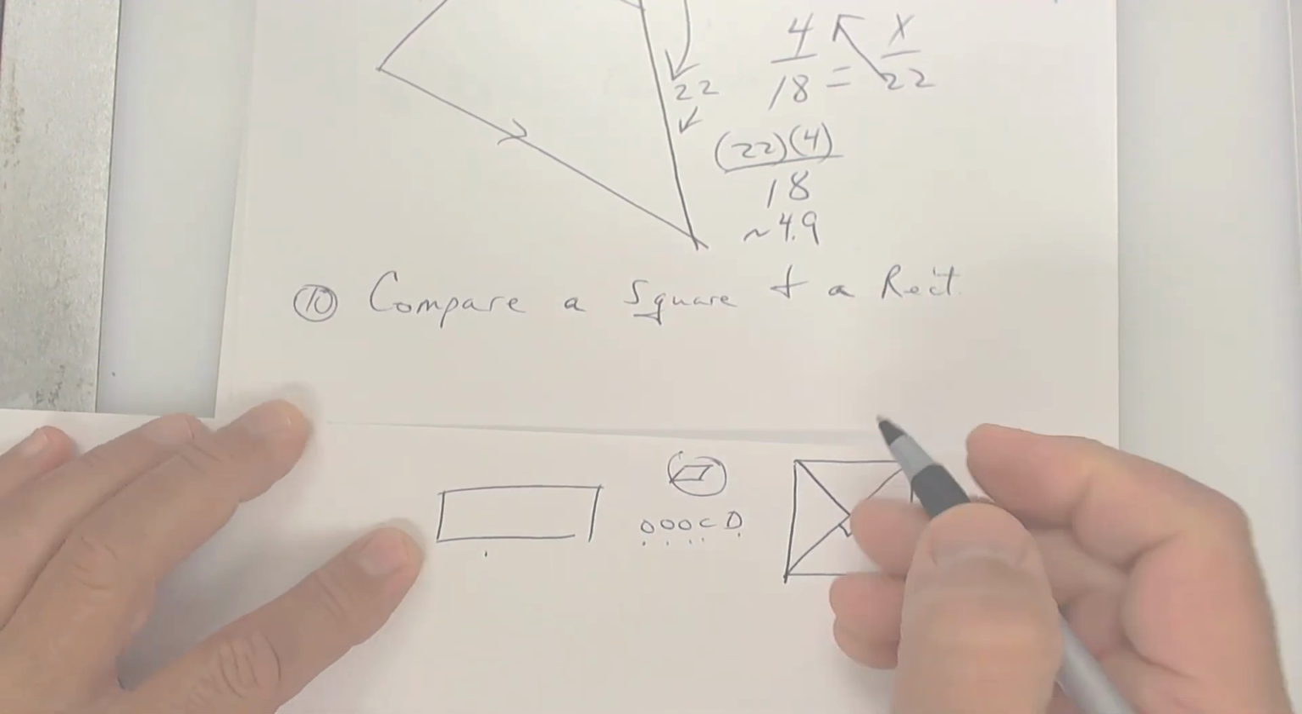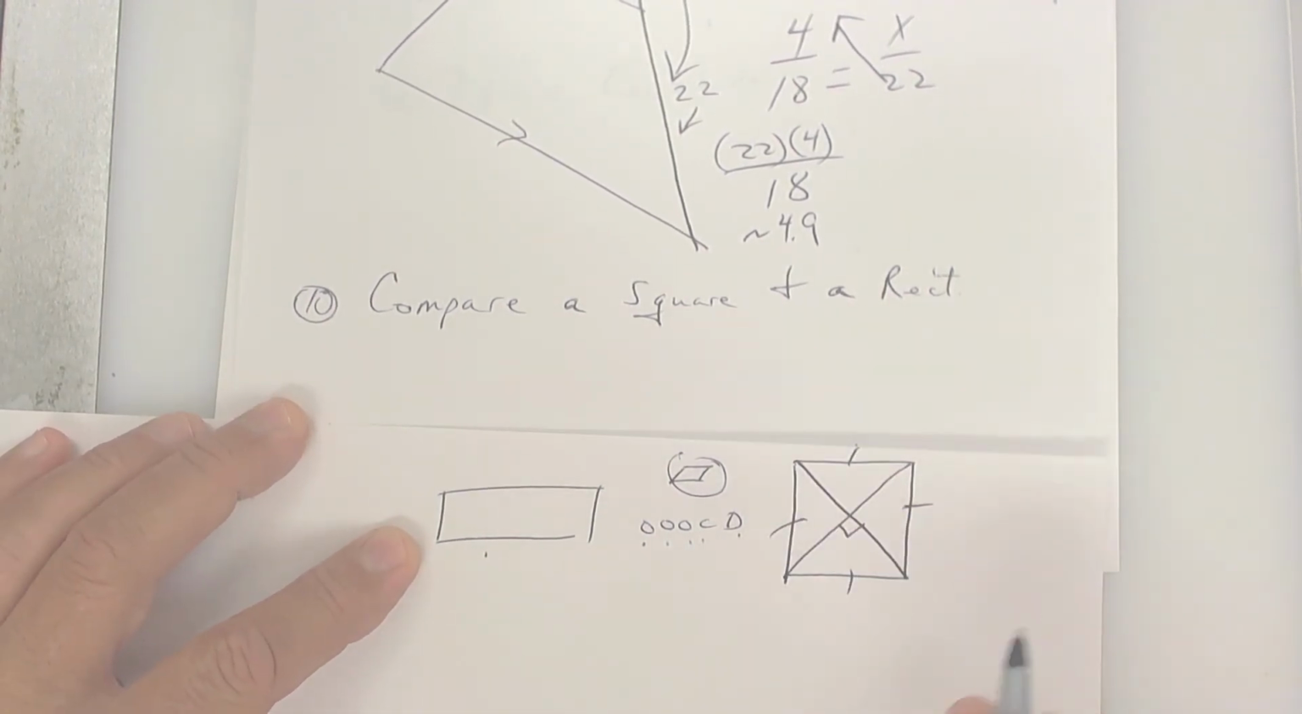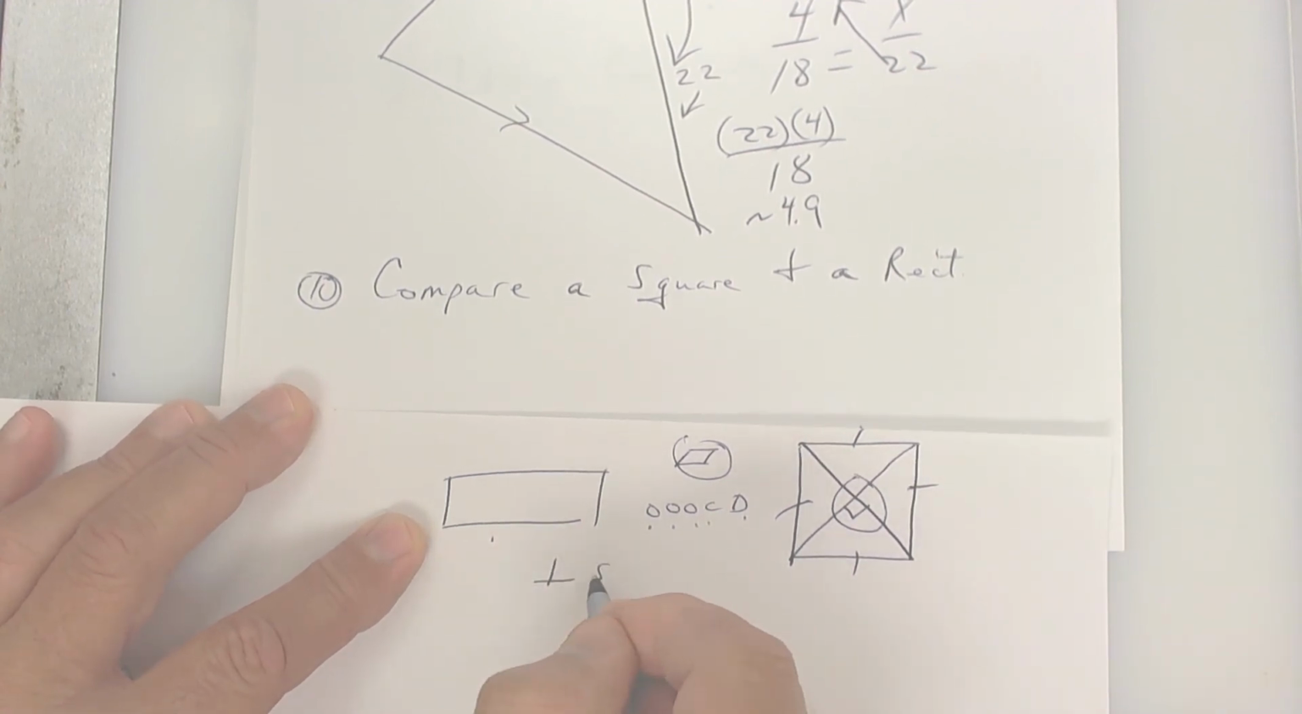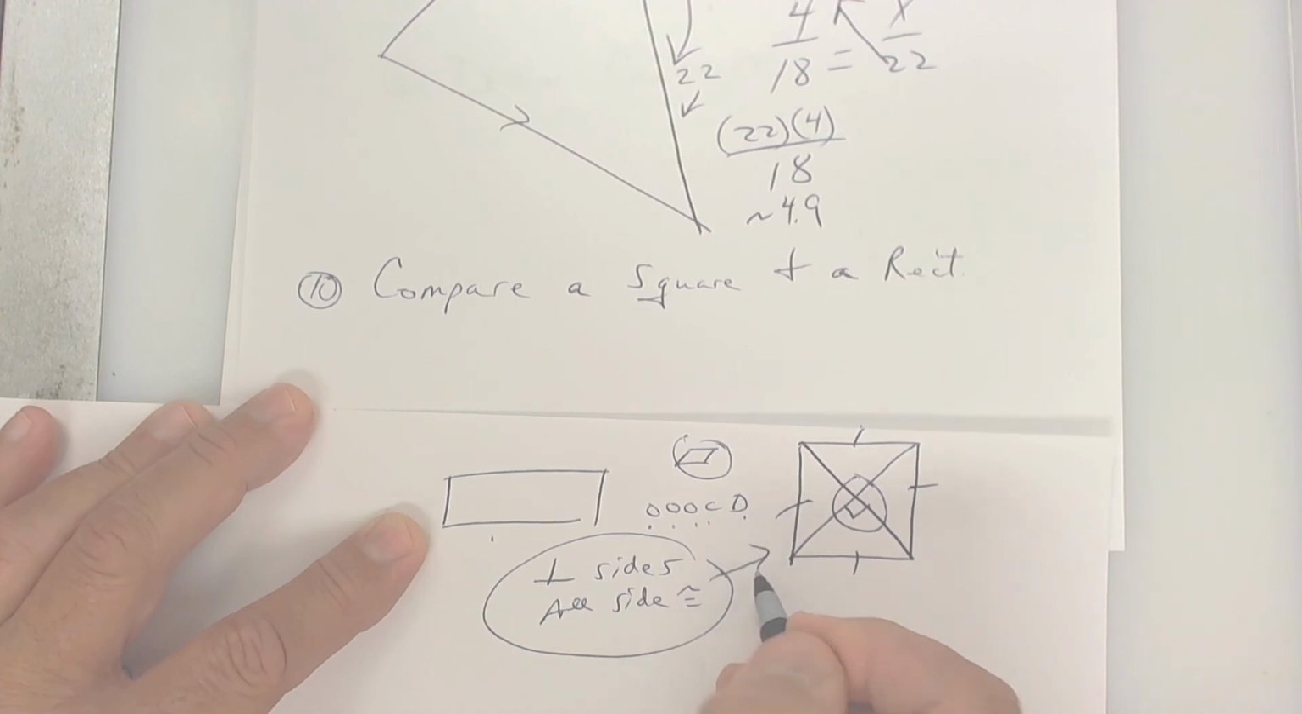And the other difference is all sides are equal. So perpendiculars and all sides equal. Write that down. Perpendicular diagonals and all sides are congruent. And that's for the square. Let's keep moving.